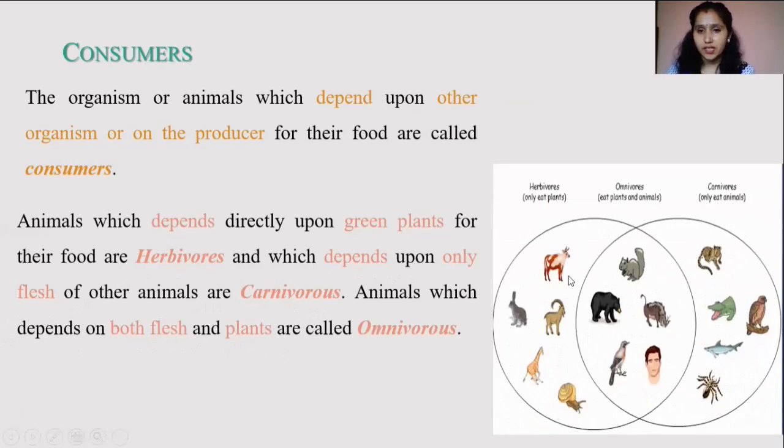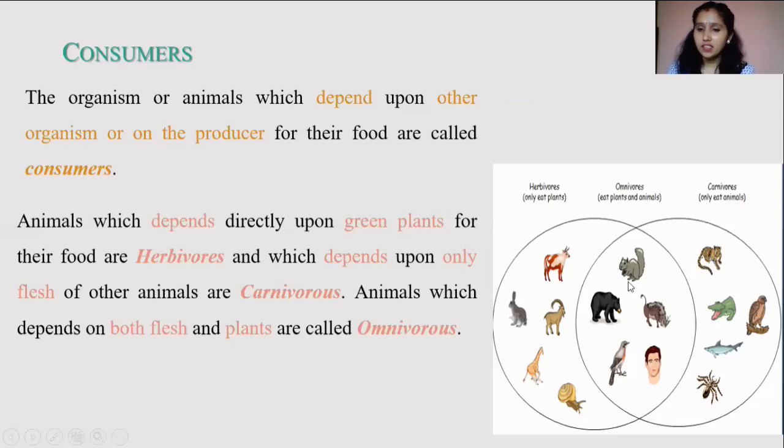In the first area, you can see cows and different other animals. They all are what? Herbivores. They only feed on green plants. And now on this side, you can see carnivores: tiger, vulture, and some other animals. They feed on other animals only, the flesh of other animals.